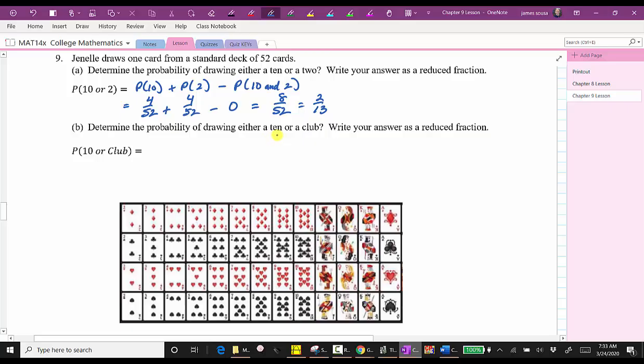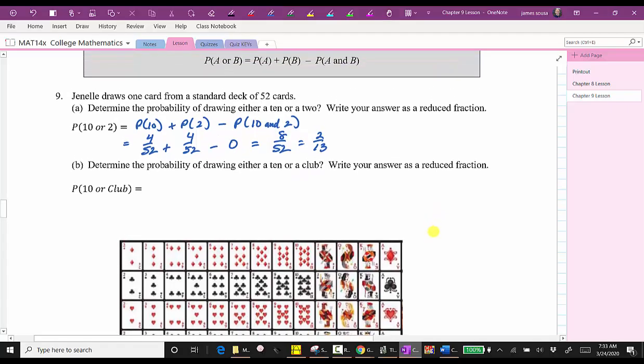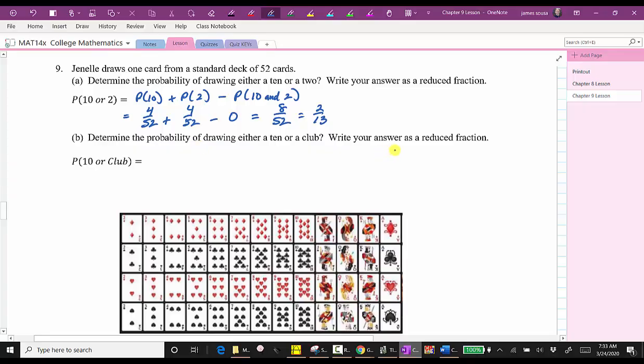Now a card can be a 10 and a club at the same time, and therefore these 2 events are not mutually exclusive, and therefore the probability of A and B is not going to be 0. Let's go ahead and set this up. The probability of drawing a card that is a 10 or a club is equal to the probability of a 10 plus the probability of a club minus the probability of a card being a 10 and a club.